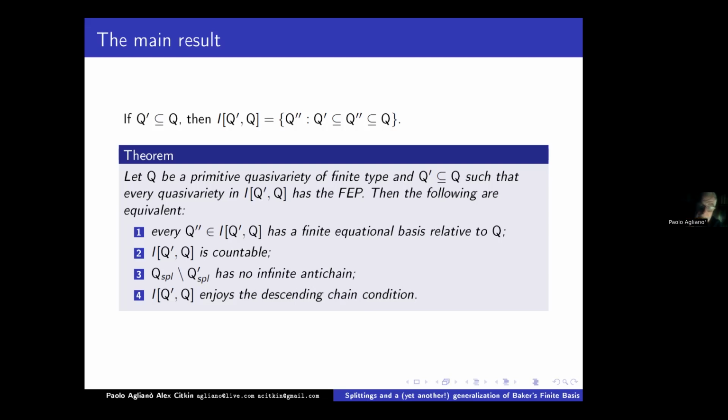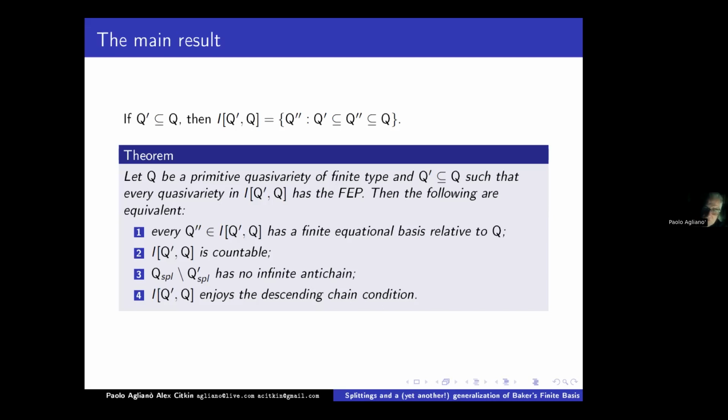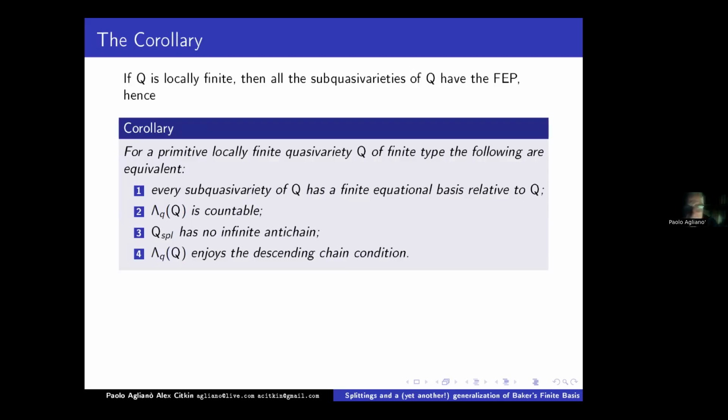So what is the real deal here? Well, if Q is locally finite, then all its sub-quasi-varieties have the finite extension property, right? Because if a quasi-variety is locally finite, it has the finite extension property, that's by definition. And if a quasi-variety is locally finite, any of its sub-quasi-varieties is still locally finite, so it has the property. So this condition is satisfied for the entire lattice of sub-quasi-varieties. And, well, we have this.